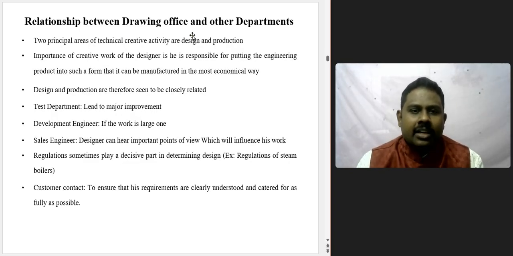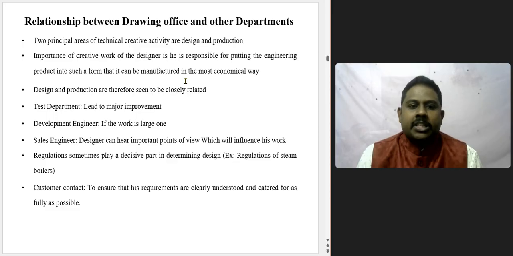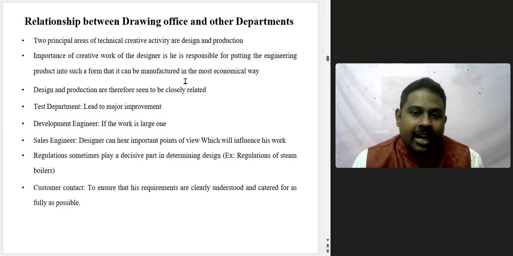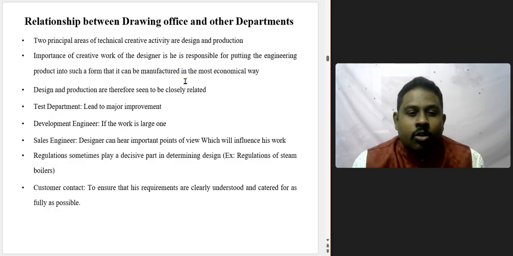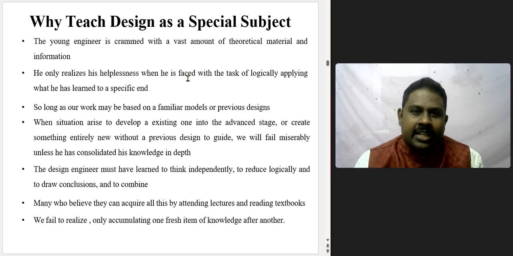Next, these are the design relationships which we saw in the previous chart. And after that, he is responsible for how it can be manufactured in an economical way, and for technical creativity, which then leads to major improvement. Then the development engineer, if the work is a large one, what he is going to do. Then sales, to influence how his work is being done. And after regulation of steam boilers, etc., we need to go through the data books. Then customer contact, and only then can we sell the product. So these are the major areas.